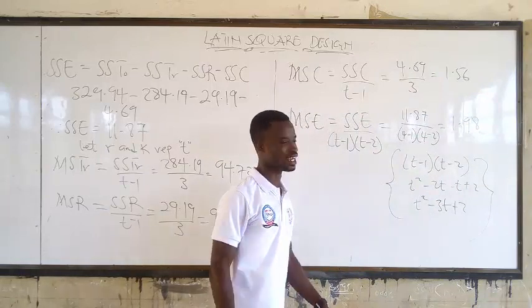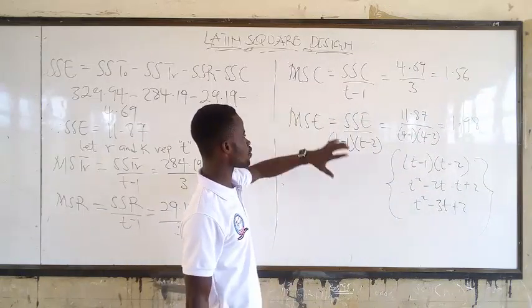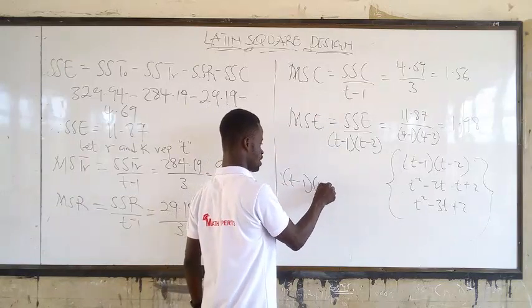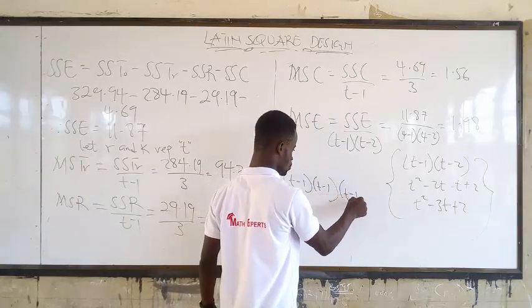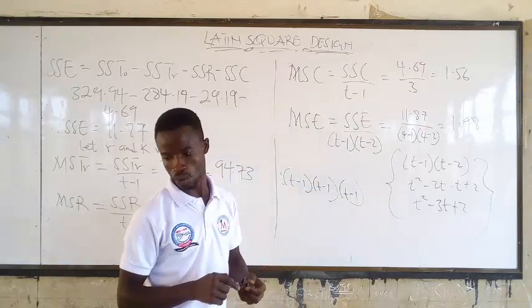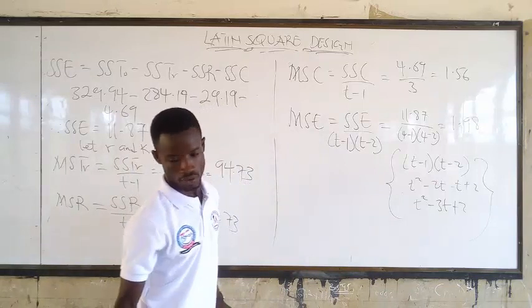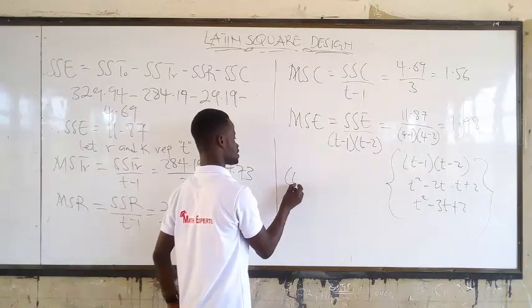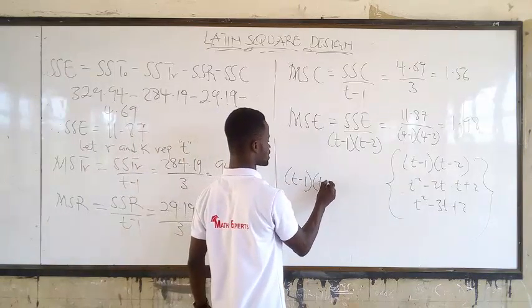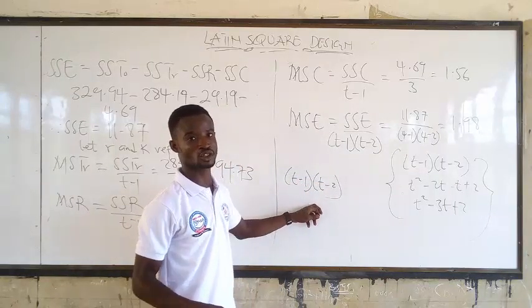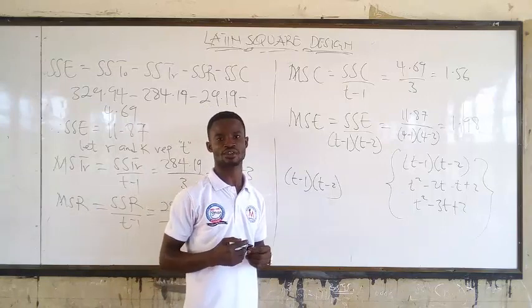Beautiful. Here we are. When you get to the mean square of the error, it doesn't mean that we are combining T minus 1, T minus 1, T minus 1. No. This is what we are going to do. We are going to consider T minus 1 and T minus 2. That's what we are going to use for the degree of freedom for the mean square of the error.